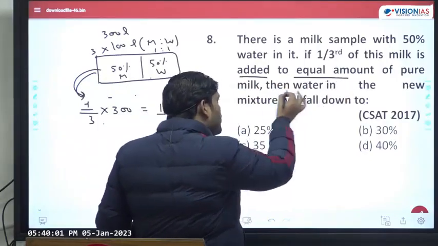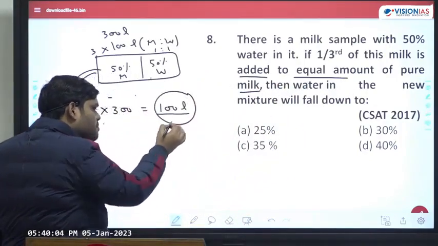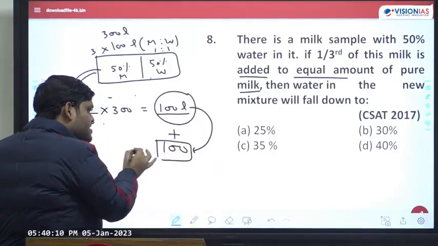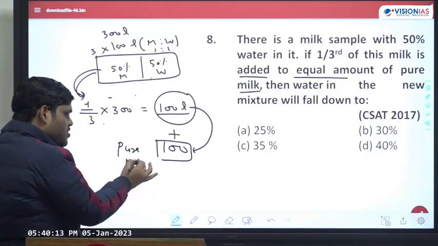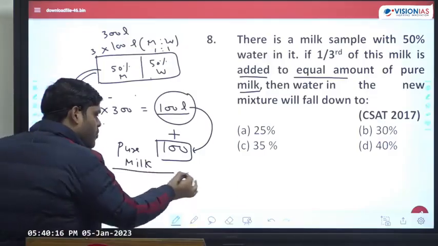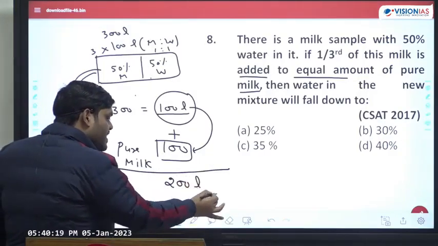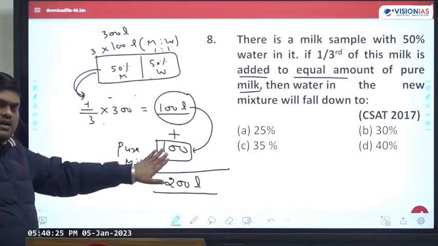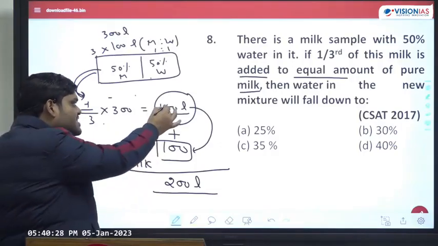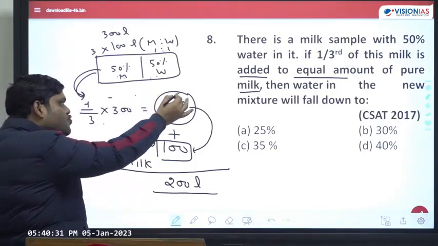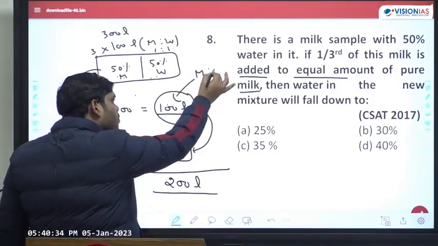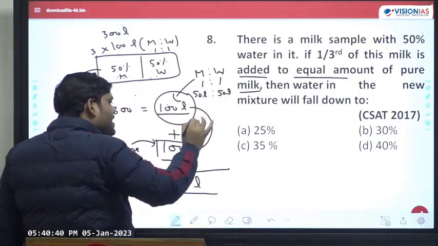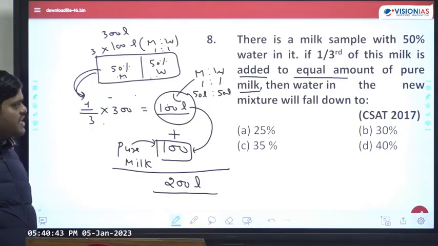That means 1/3 of this milk is added to an equal amount of pure milk. This is your pure milk. So total becomes 200 liter. Now the question is how much water is there in it? This is pure milk, so no water here. But in the other part, since milk and water is 1:1, here also milk and water will be 1:1. That means 50 liter milk and 50 liter water.